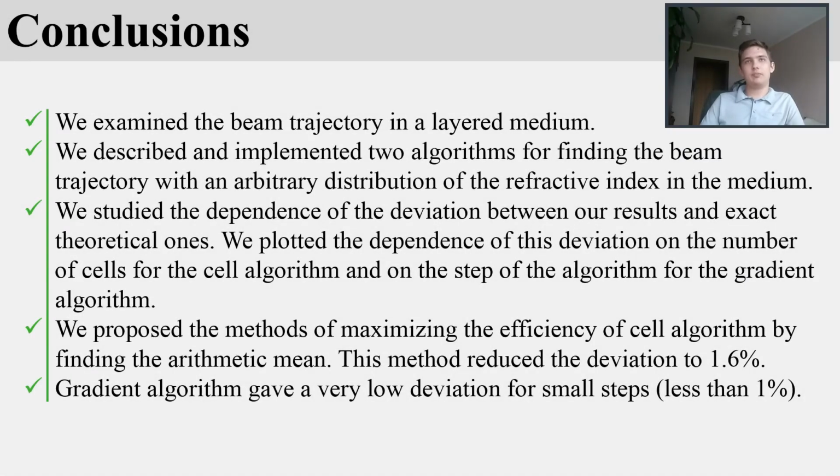Now, let's draw the conclusion. We examined the beam trajectory in the light medium, then described and implemented two algorithms for finding the beam trajectory, studied the dependence of the deviation between our results and exact theoretical ones, and after checking the accuracies, the cell algorithm gave a deviation of about 1.6%, whereas the gradient algorithm gave a deviation which is even less than 1%. Thank you for your attention.